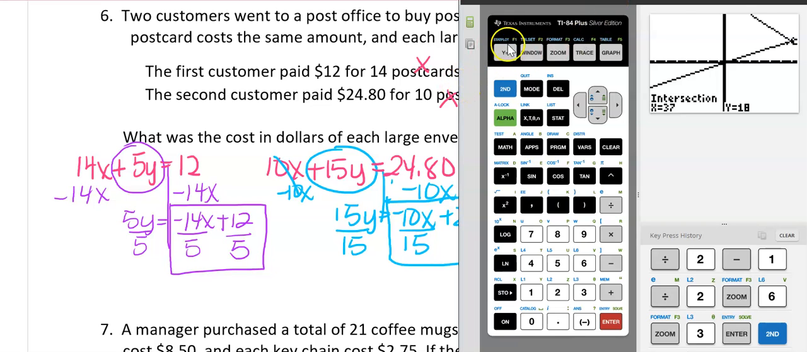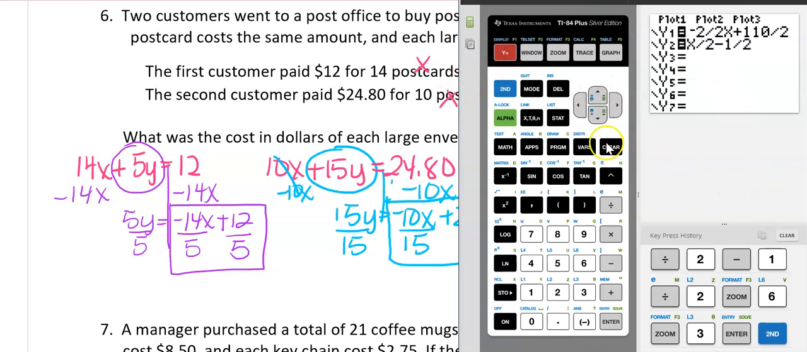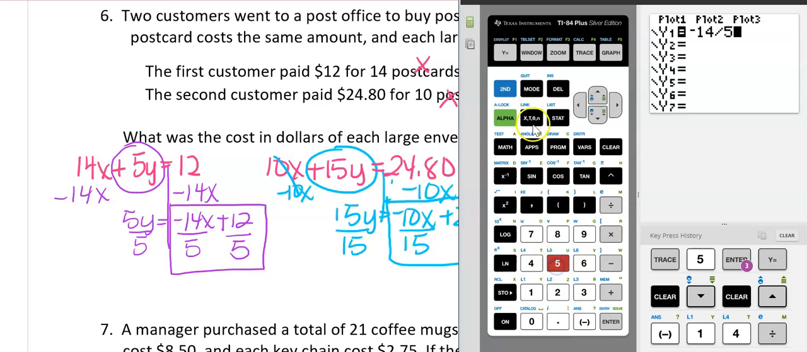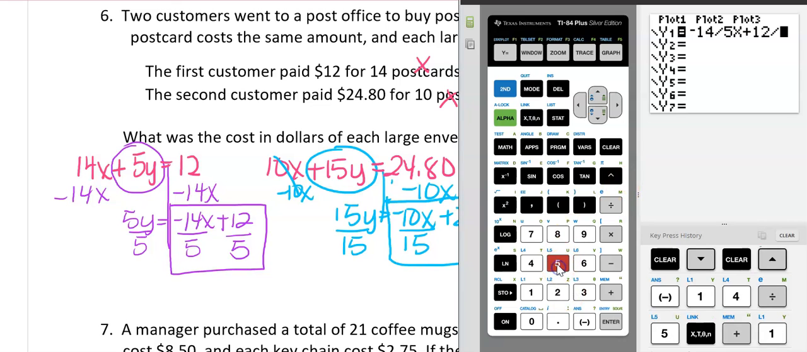Let's go to Y equals, clear them both. And we should have negative 14 divided by 5x. Don't forget to use this as your key right here. This is your variable key. Plus 12 divided by 5.